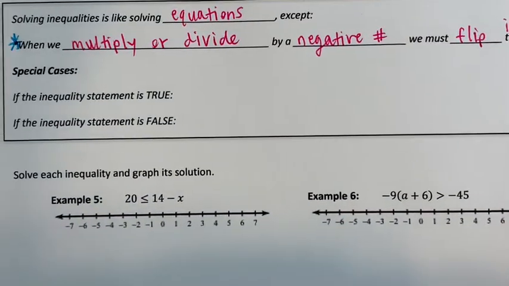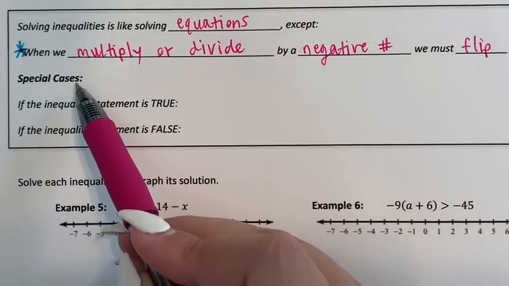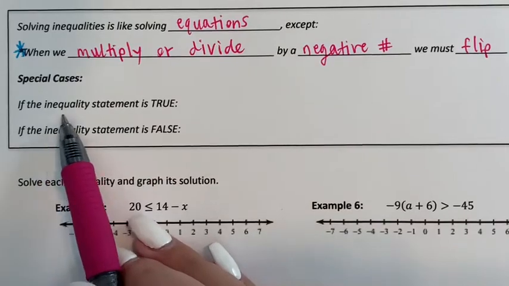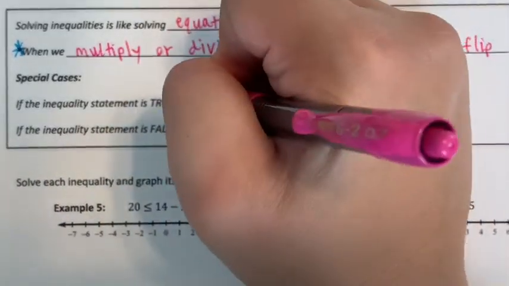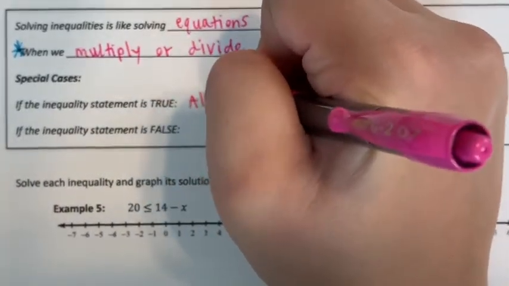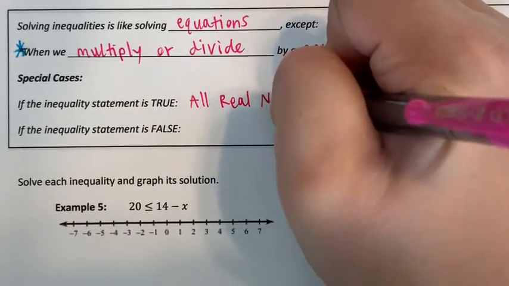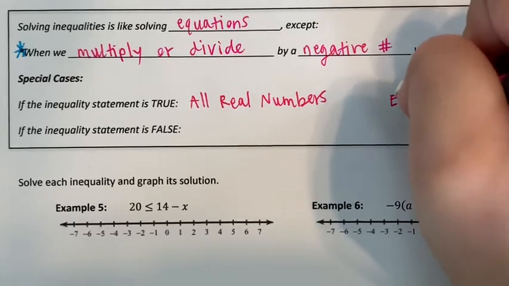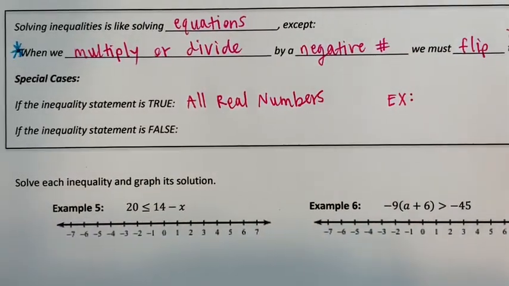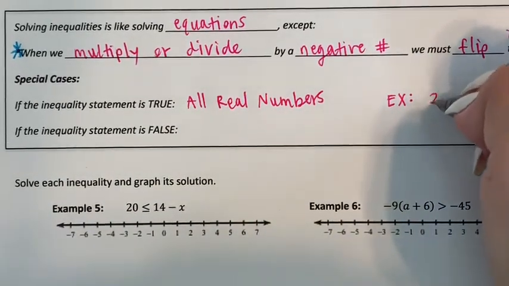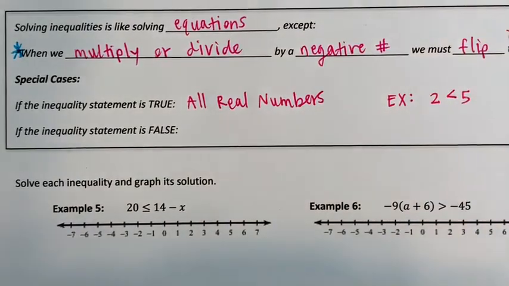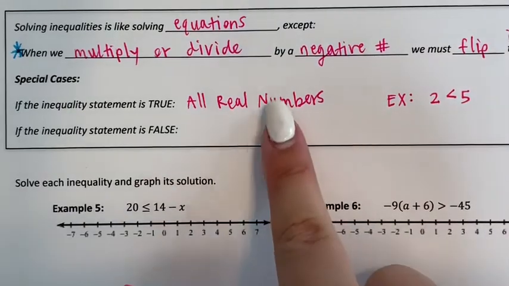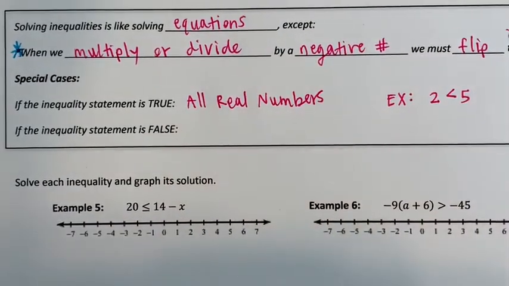Just like with equations, we had special cases. Here with inequalities, we have special cases. So if the inequality statement is true, then our solution is all real numbers. And an example of that would be if you get an inequality statement such as 2 is less than 5. That is true because 2 is less than 5, so your solution is all real numbers.